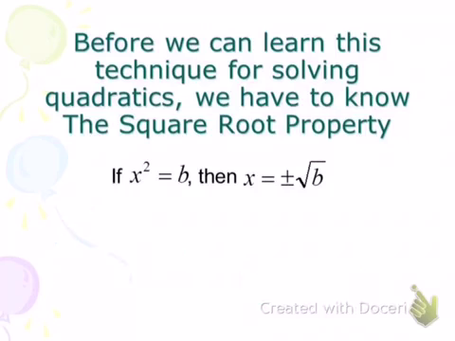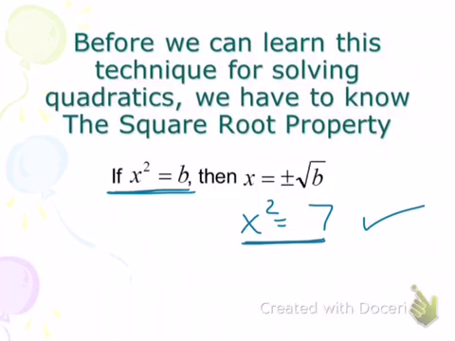So let's look at something else. Let's look at what we would get if we had something like x squared equals 7. Are the conditions of the square root property met? The condition says if x squared equals a number. Do we have x squared equals a number here? Yes. Then x equals plus or minus the square root of b. x equals plus or minus the square root of 7.